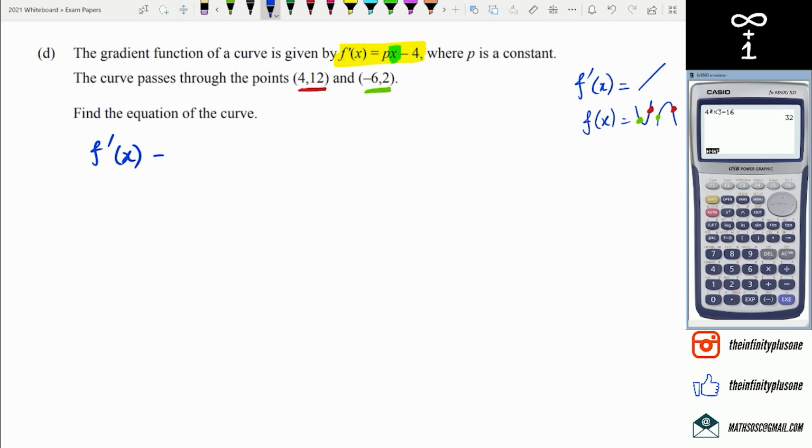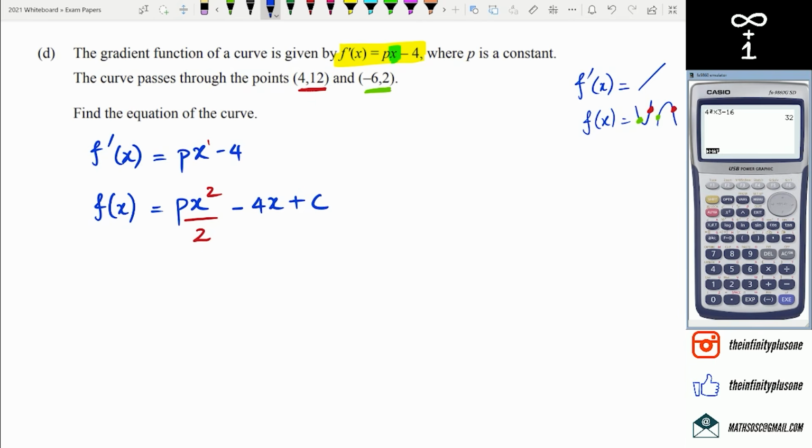f dash of x right now is px minus 4. When I integrate this, I'm going to get px, and the power is going to increase by 1. There's already a 1 there, so 1 plus 1 is 2, and it gets divided by the new power. And of course, minus 4x, because anytime you have a number by itself and you integrate it, you're going to get x. And of course, don't forget the c.